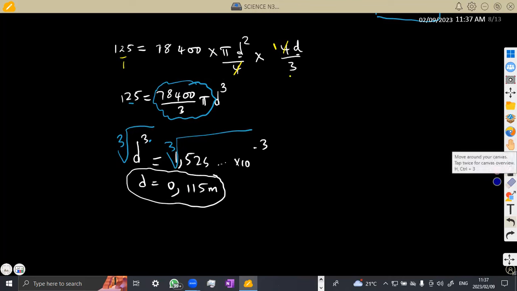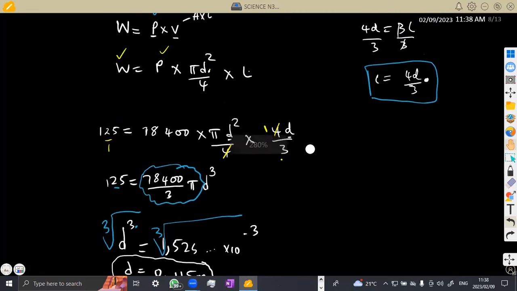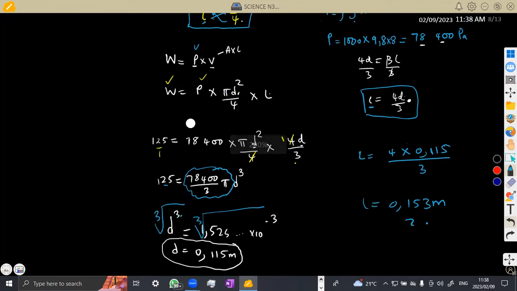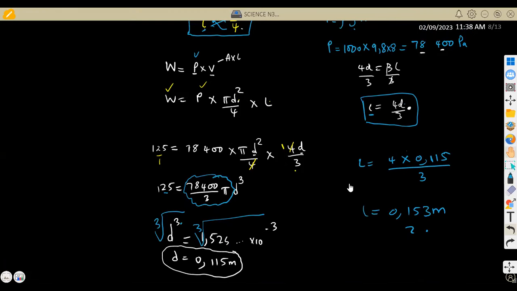So to find the length now, the stroke length, we are going to use the equation for the length. Remember, we indicated here that the length is equivalent to 4D over 3. So our length is going to be 4 times D, which is the diameter of 0.115, over 3. If you calculate properly, we are going to obtain something like 0.153 meters. That is your stroke length. So the question was for you to calculate the diameter as well as the stroke length from the given information.